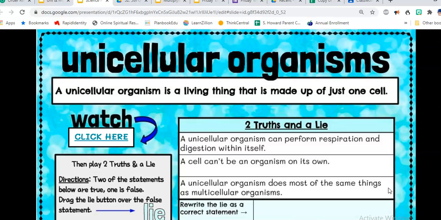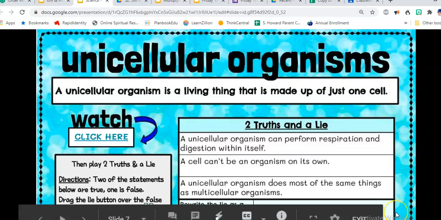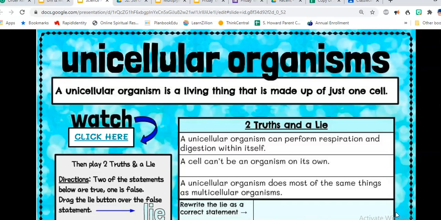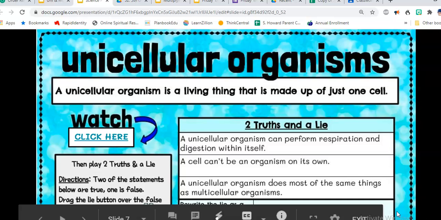All right, so two of those sentences are true and one is a lie. Then it says once you find the one that's a lie, rewrite it as a correct statement. So you want to reword it to make it something that's true. All right, do you know which one is true, or which two are true and which one is not true? Okay, so let's watch this video that might give us some more information about that.